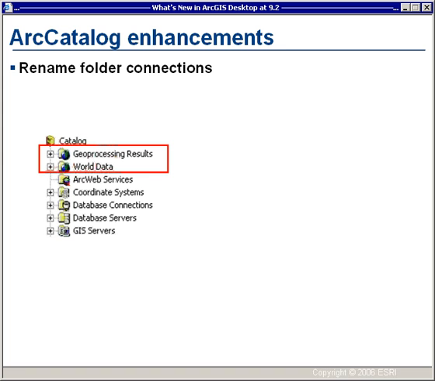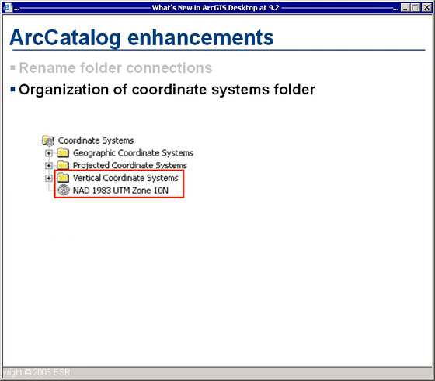So there's a handful of additions to our catalog that I found fit really well into my day-to-day workflow, including the ability to rename folder connections for better organization of long folder names. As well, the coordinate systems folder in the catalog tree now allows you to take frequently used spatial reference files like NAD83, UTM Zone 10, and store them in a top-level coordinate systems folder. So you no longer have to drill down through the folders to find spatial reference files you frequently use.